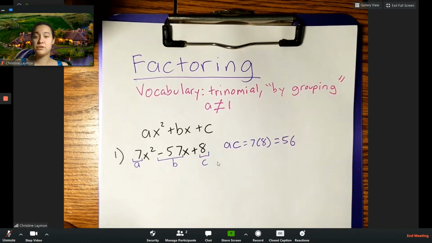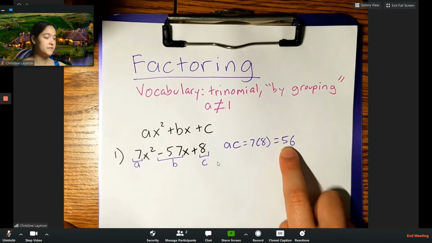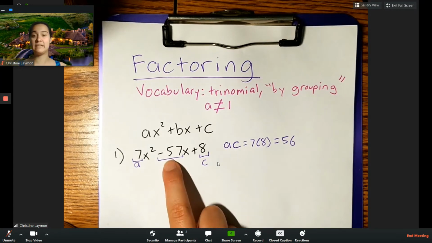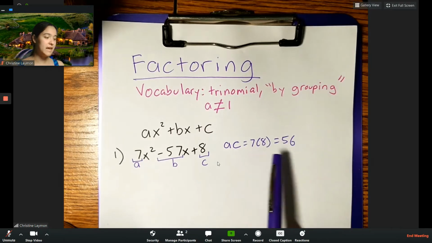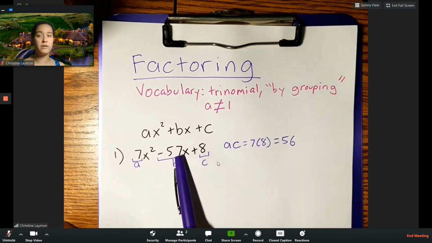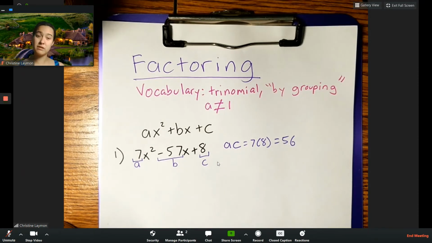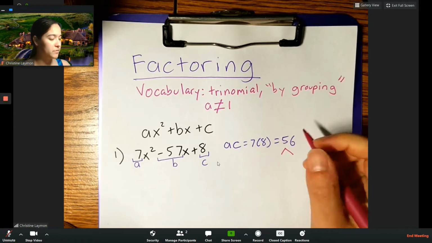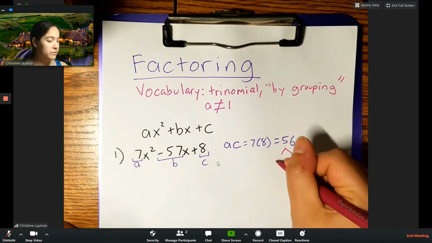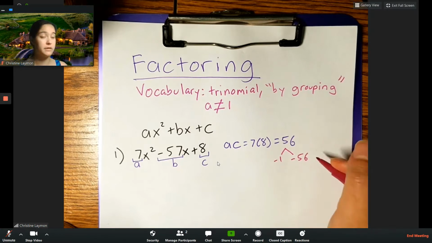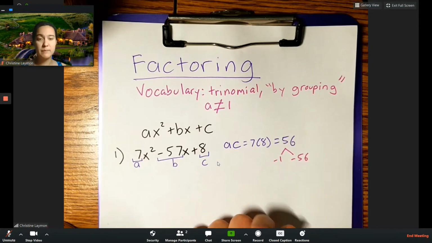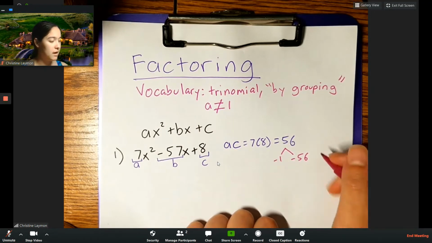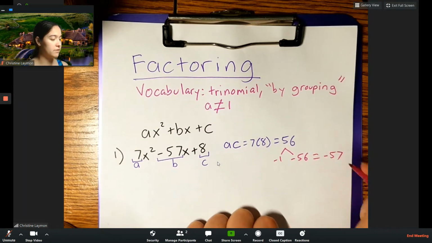I need to find two numbers that multiply to get positive 56, but sum to get negative 57. Normally I would start low and work my way up. However, I noticed that using 7 and 8 to get this 56, well, 56 and 1 would get me 57. So that breakdown is going to be negative 1 and negative 56. When I multiply them together, negative 1 times negative 56 gets me positive 56, and when I add these up, I get negative 57, which was my goal.